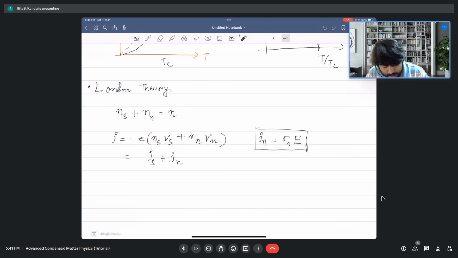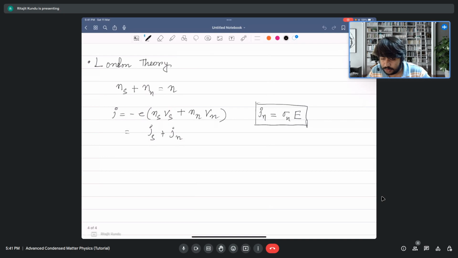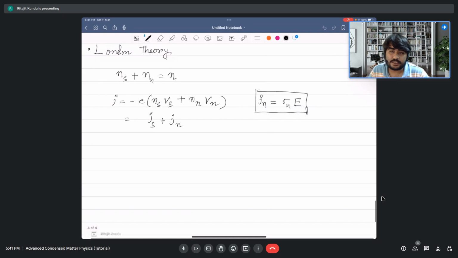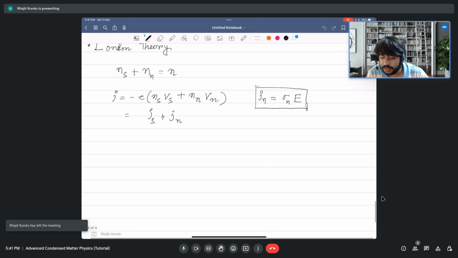As I mentioned, the normal current is given by Ohm's law. This is like a linear response, right? If you apply some small electric field, your current depends linearly on that electric field, with the proportionality constant called the conductivity. But for the supercurrent it is not that simple, so you will have to do a little more. The professor already showed you one way in your lectures, so I'll show you a different way to get London's equation of electrodynamics.